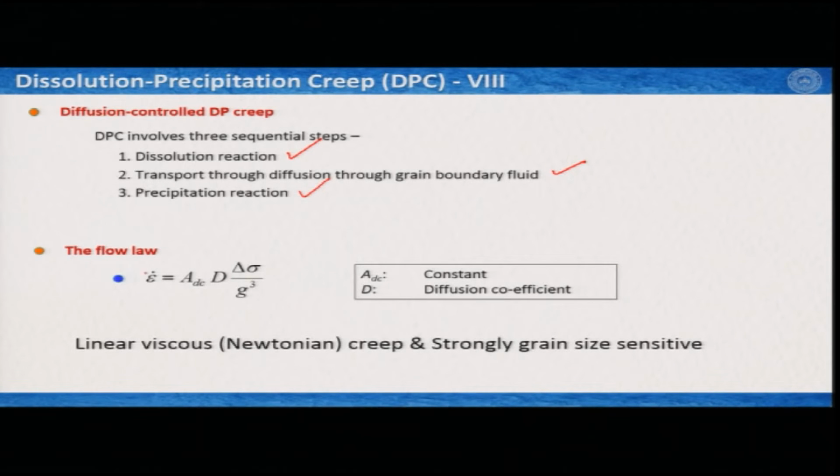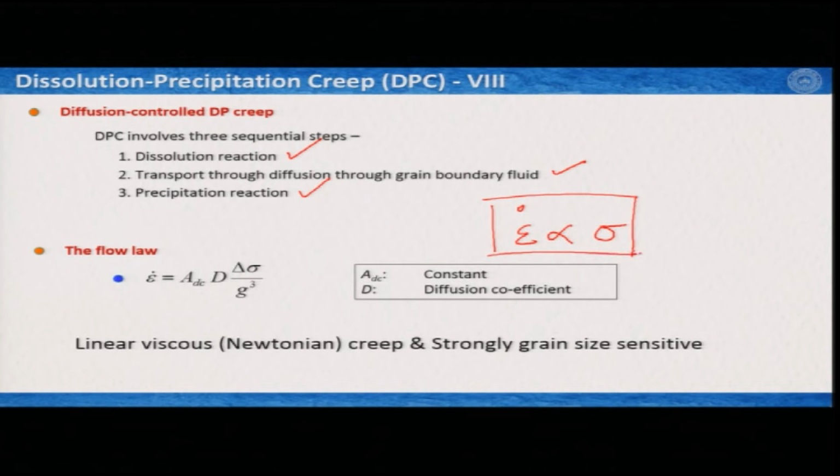The flow law is given in this form: strain rate is equal to a constant A d c multiplied by diffusion coefficient delta sigma stress, divided by G cubed, and this part is very important. G is the grain size, or the length of the grain, which is cubed. Now, this tells you very clearly, the first thing we need to observe is the relation between strain rate and stress. If we see this equation, strain rate is proportional to stress.